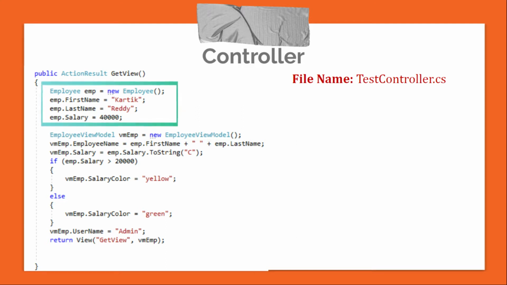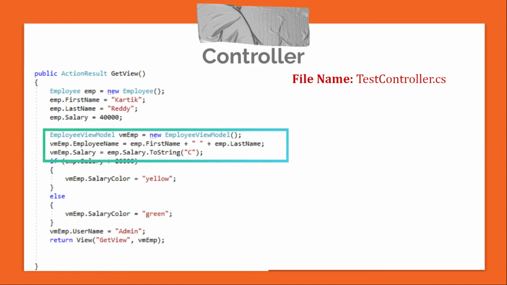Create an Employee object inside the GetView method as follows. In this way, in the GetView action method, get the model data and convert it to a view model object as follows.